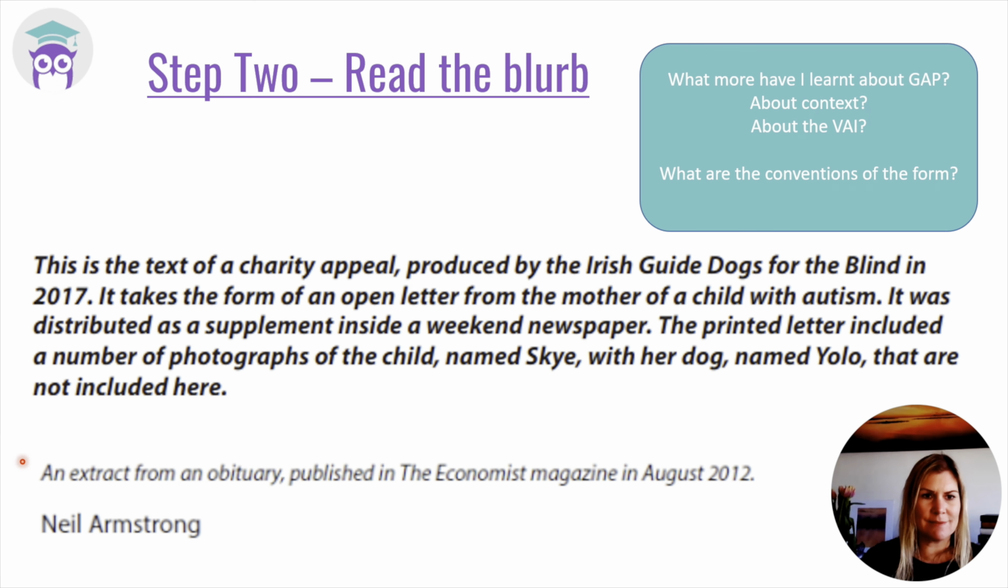Now this one, the old one, is an extract from an obituary published in the Economist magazine in August 2012. Okay, so we're not given quite as much detail as here, but we now have the mode or the genre, which is an obituary, and because we know it's about Neil Armstrong, we can start making some judgments about values, attitudes and ideas immediately. We can start making some assumptions about the kind of register that we're going to see in this, based on where it is published. We're going to start thinking about the conventions of the form, so the conventions of an obituary. So at the moment that you do this, you can start almost planning in your mind your AO3.